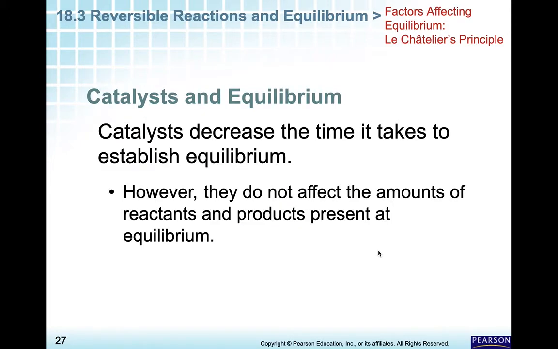The last piece to talk about are catalysts. Now remember, we talked about catalysts in our reaction rates. We know that a catalyst speeds up a reaction. However, when it comes to equilibrium, they will not affect the equilibrium position. They can increase our rate, they can help us get to equilibrium faster, but they will not affect the total number of reactants and products present.